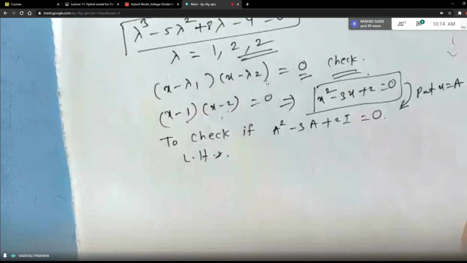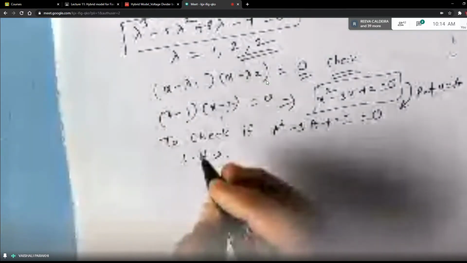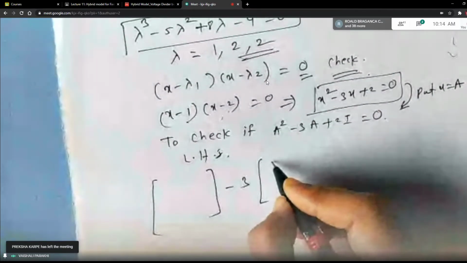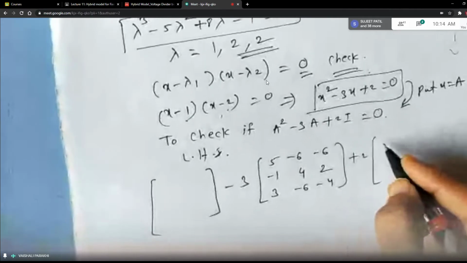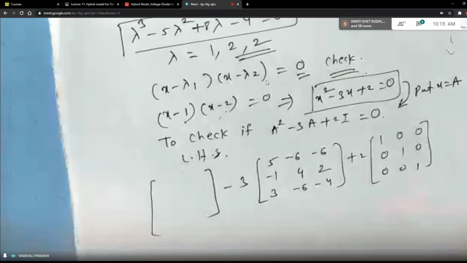So how do you do it in the Cayley-Hamilton theorem, students? You start with the left hand side, and if you get the null matrix on the left hand side, then you can say that left hand side is equal to right hand side, and the Cayley-Hamilton theorem is verified. Similarly, we are going to do the left hand side first and check whether we get the null matrix. So let us find A square. A square minus 3 into A, our given matrix, that is 5 minus 6 minus 6, minus 1 4 2, 3 minus 6 minus 4, plus 2 times the identity matrix, 1 0 0, 0 1 0, 0 0 1. Don't write is equal to null matrix. We are going to find out whether it is satisfying.